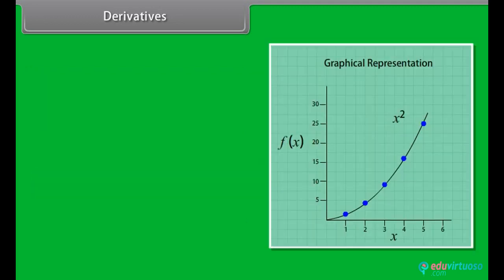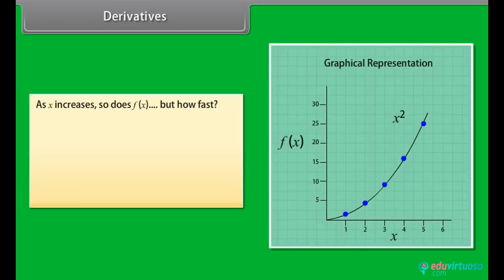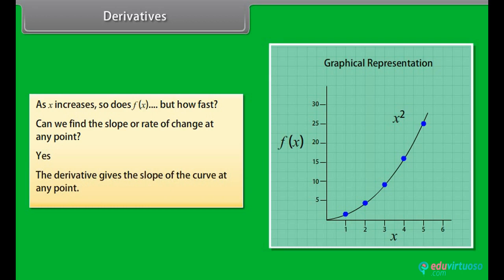The graphical representation. As x increases, so does f(x). But how fast? Can we find the slope or rate of change at any point? The answer is yes. With derivatives, we can. The derivative gives the slope of the curve at any point.